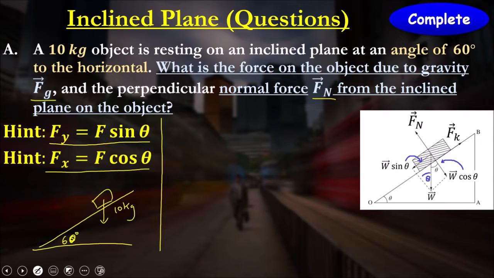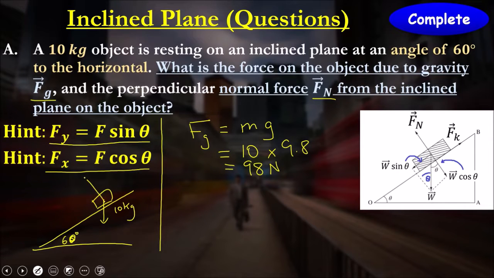So working out Fg is just going straight down, so I don't have to worry about trigonometry. Fg is m times g. M is 10 times 9.8. So that's 98 newtons.